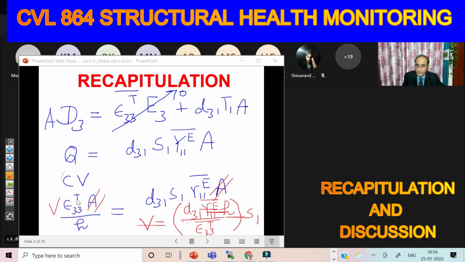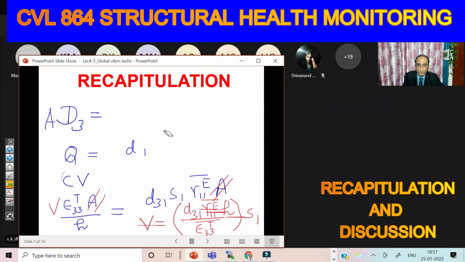So we have here voltage as a conversion factor for strain. So here we have d31 multiplied by Y-bar, then h, then we have epsilon 33, and then we have here S1.